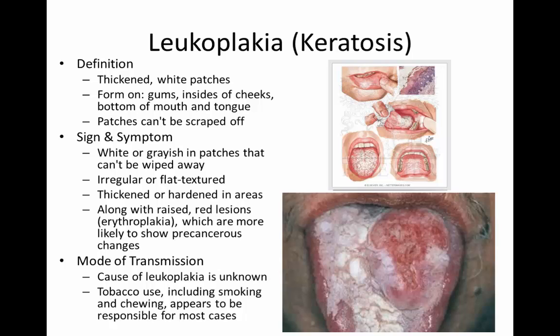Leukoplakia or keratosis are thickened white patches. They form on the gums, inside the cheeks, at the bottom of the mouth and tongue. Patches cannot be scraped off. Signs and symptoms include white or grayish patches that can't be easily wiped away.